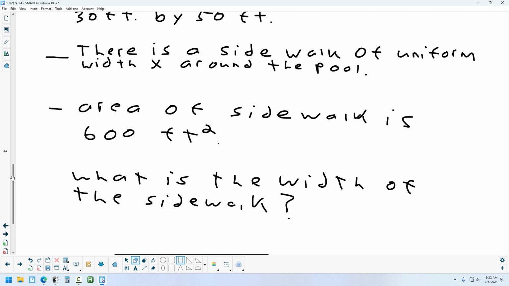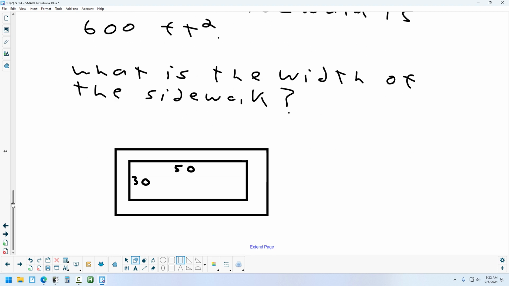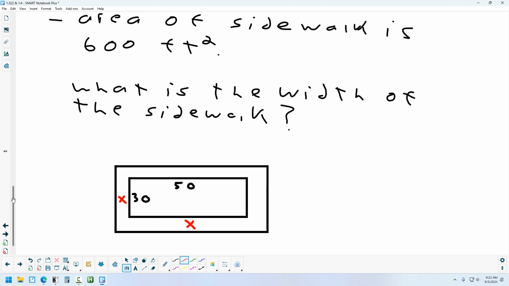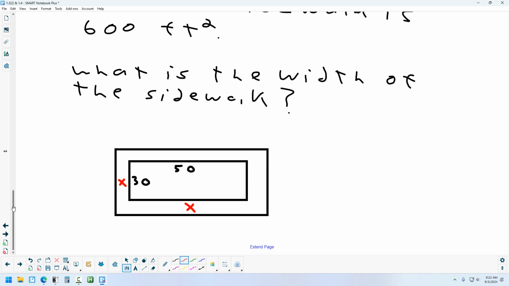How do they want me to represent the width of the sidewalk for now? Maybe X. Yeah, they say let the width of the sidewalk be X. So that distance, I don't have to write it everywhere, but the width of the sidewalk all the way around is X. And the area of the sidewalk is 600 square feet.